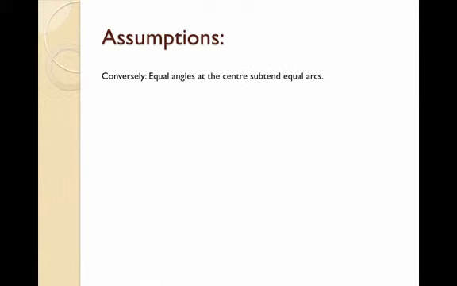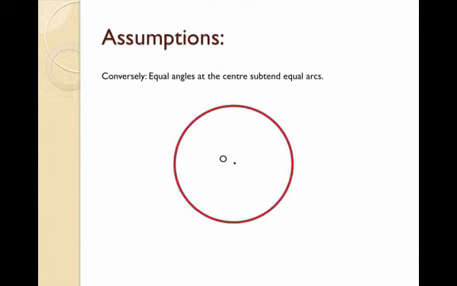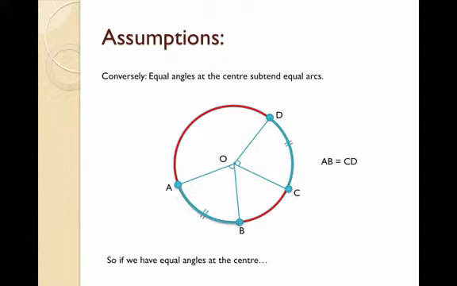The second assumption is that equal angles will subtend equal arcs. This is the reverse of the first assumption, what we call in mathematics the converse. So if we begin with a circle and draw two equal angles at the center, then the arcs subtended by those angles are going to be equal to each other. So in this case, equal angles will lead to equal arcs. The converse is not always true, but in this case it is.